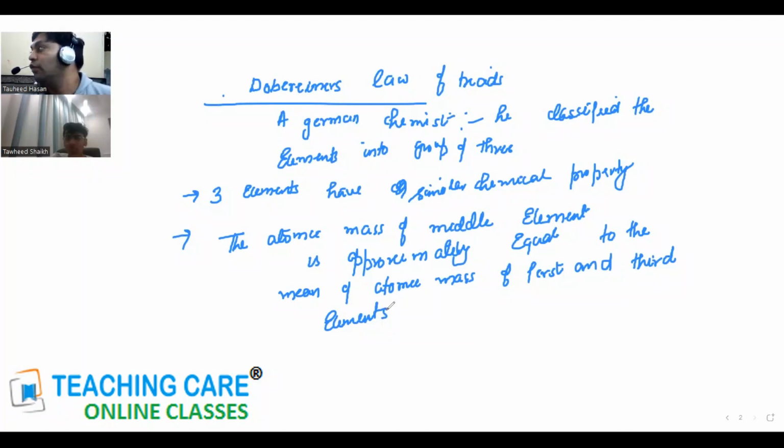So what does Dobereiner's law of triads say? He classified the elements into groups of three, the chemical properties of these three elements are similar, and the atomic mass of the middle element is equal to the mean of the atomic masses of the other two elements. Just a second, I'm writing it. You can also take a screenshot.